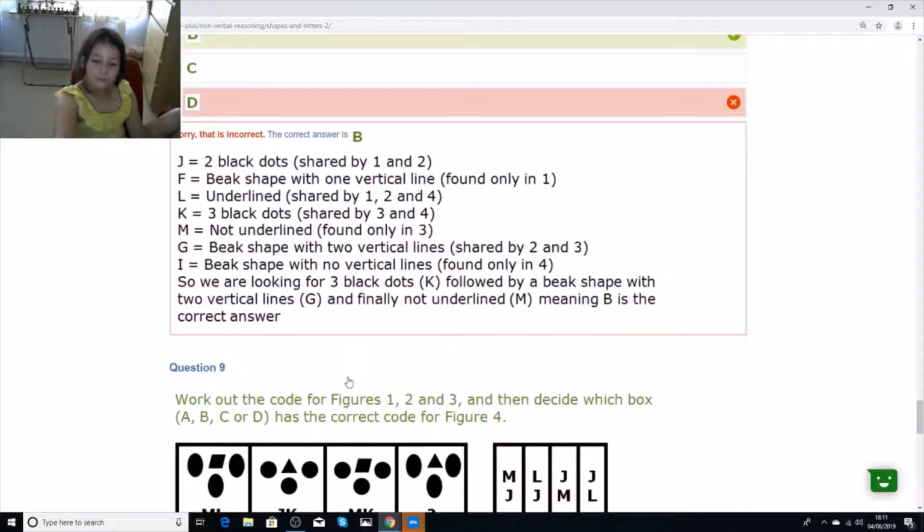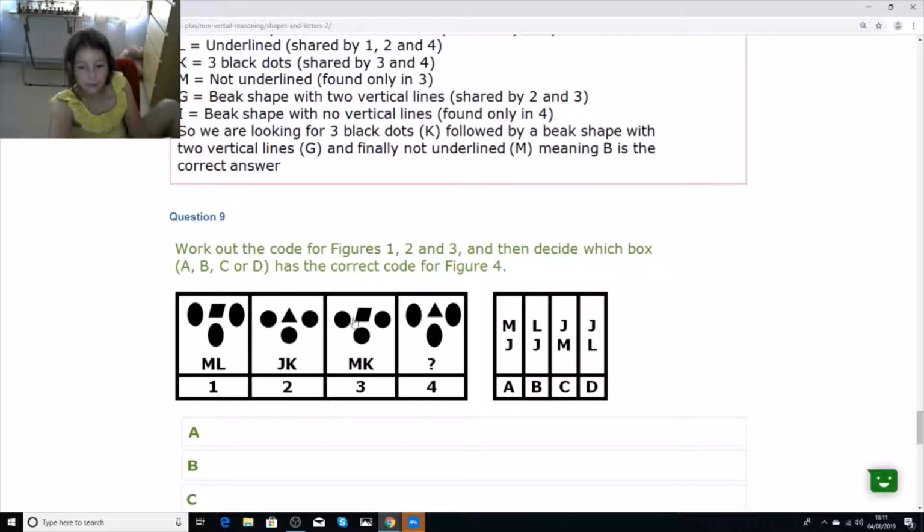Question 9. So what do these have in common? M and N. Well, they have the same shapes, I guess. So the fourth figure must start with J. So we eliminate A and B. Now, the last letter must be L, because the shapes are slightly pulled out, and in 2 and 3 they're normal, which is K. So 4 must be J, L. So J, L, D.